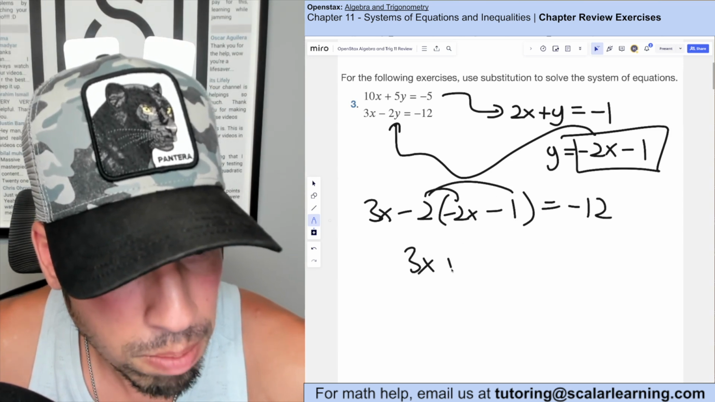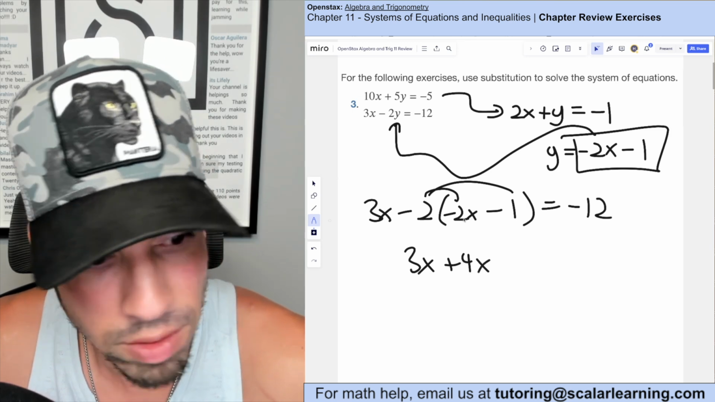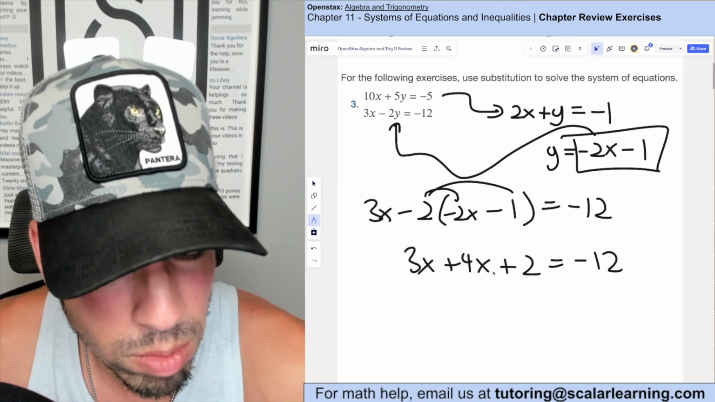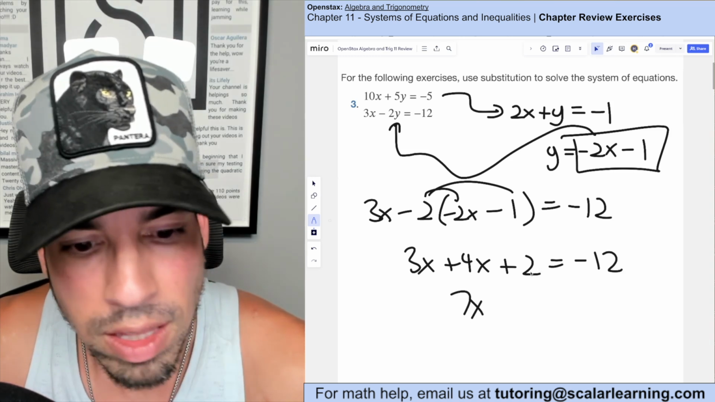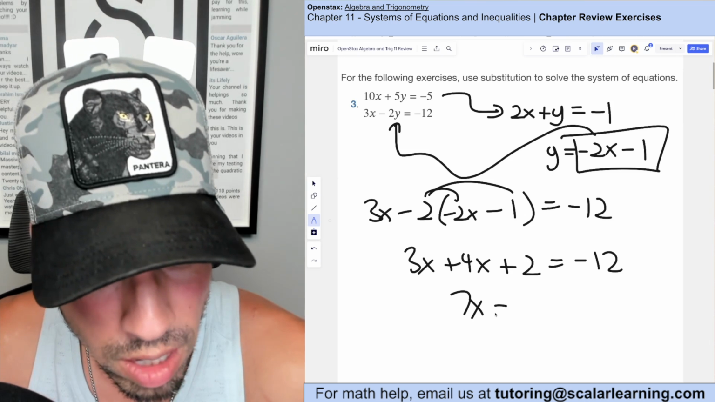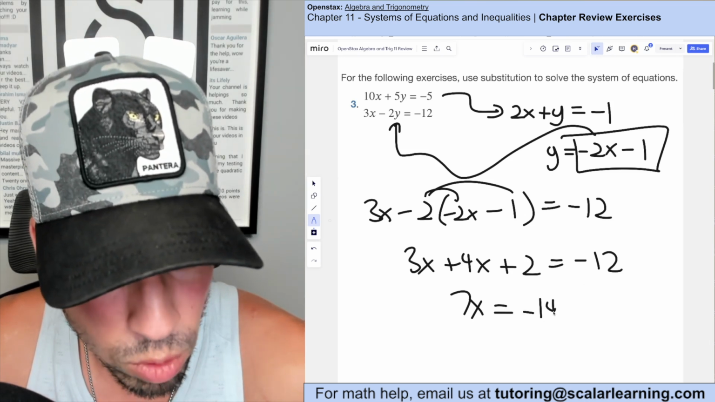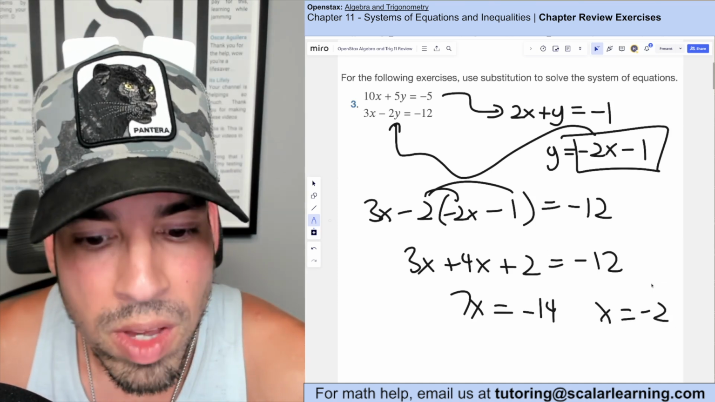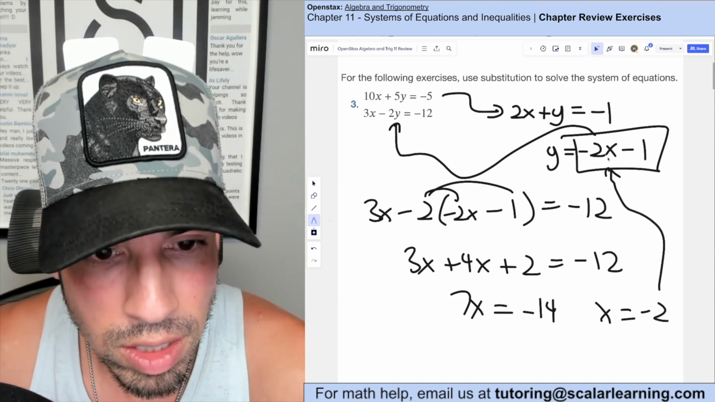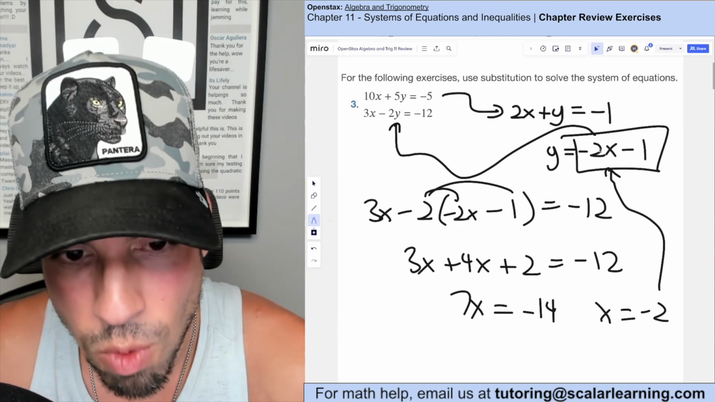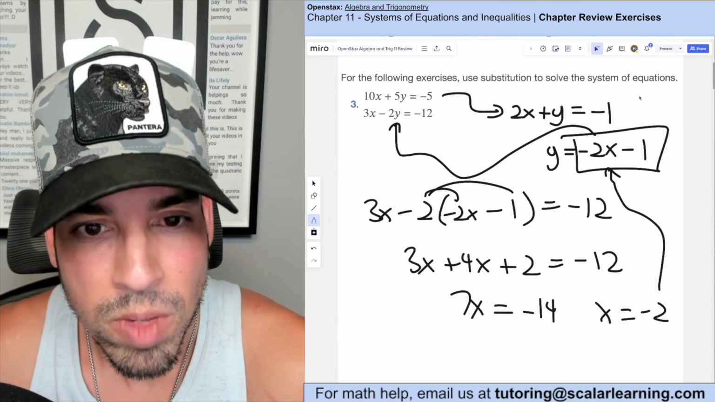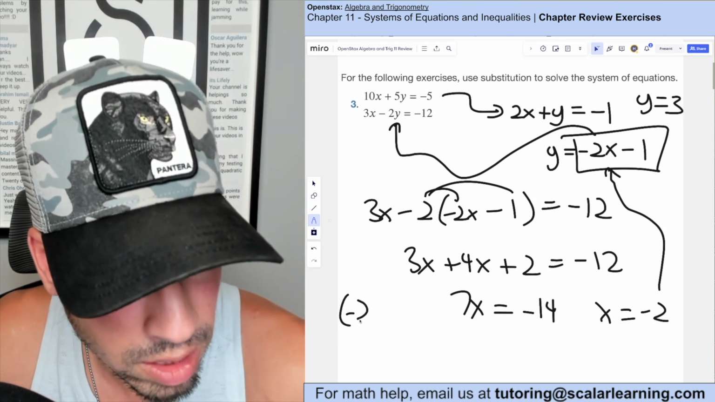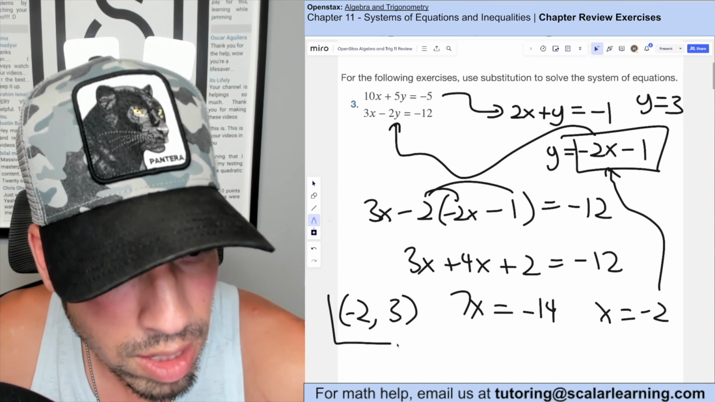Now we're going to distribute, and I'm going to solve for x. So I get 3x plus 4x. Don't forget that's a -2 times -2. And then plus 2 equals -12. 3 plus 4 is 7x. And then let's simultaneously subtract 2 from both sides. -12 minus 2 is -14. Divide by 7, and we get x equals -2. Now to figure out what y is, plug it back in here. -2 times -2 is 4. 4 minus 1 is 3. So y equals 3. If we're going to write this in coordinate format, we'll say -2 for x, 3 for y. That's how you do it.